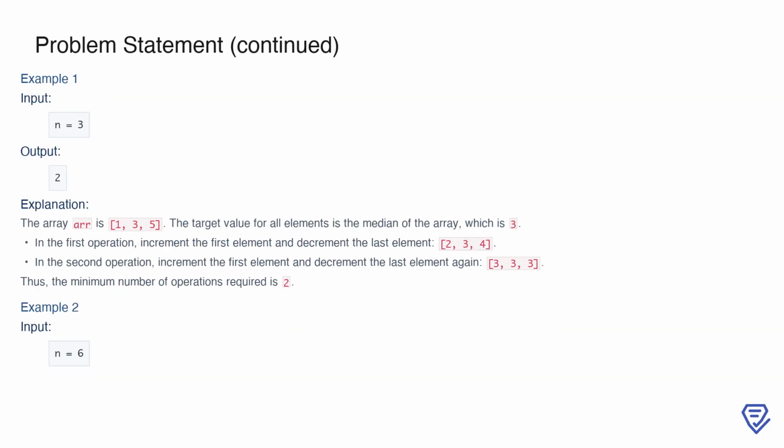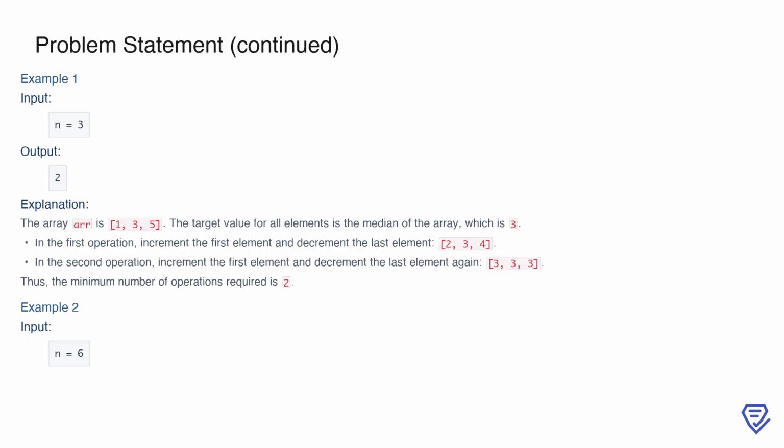To illustrate the problem, let's look at an example where n equals 3. In this case, the array ARR is 1, 3, 5. The target value for all elements is the median of the array, which is 3. To achieve this, we can perform the following operations.